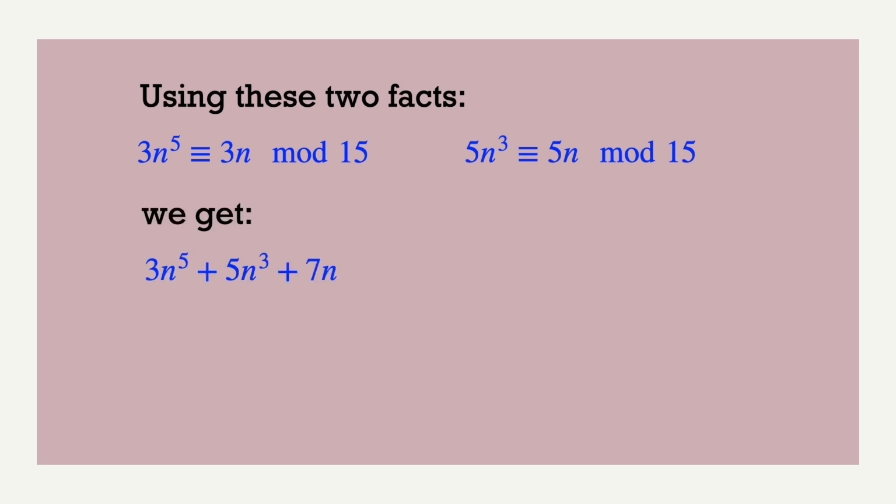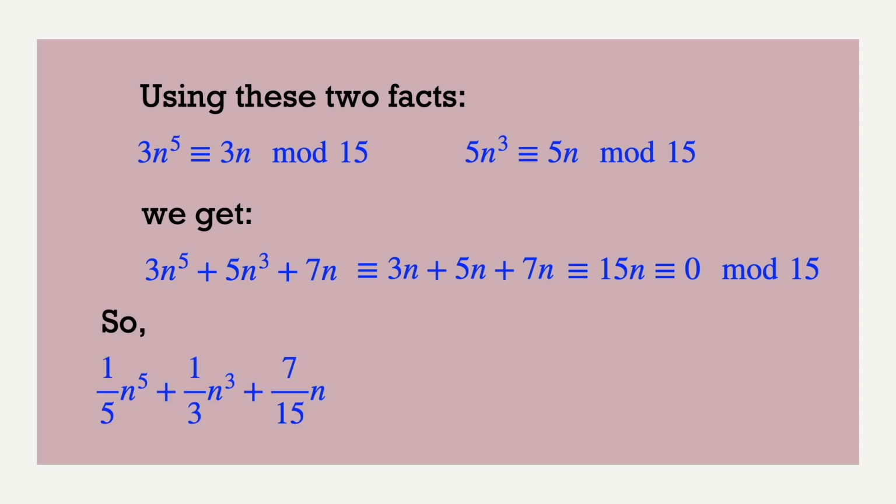Let's take the numerator of our fraction and we'll substitute 3n for 3n to the 5th. And we'll substitute 5n for 5n cubed. So we get that the original expression is congruent to 3n plus 5n plus 7n. We can combine like terms to get 15n, meaning 15 will always divide 15n.